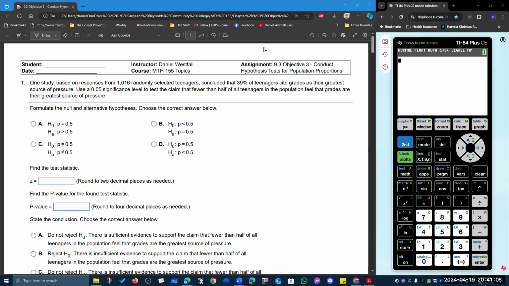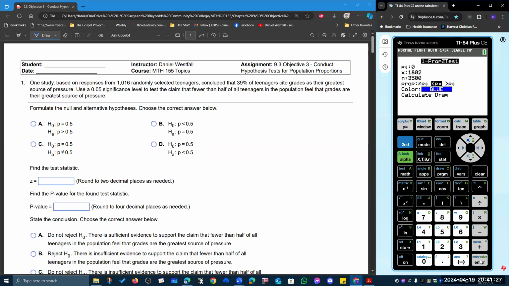In this video, we're going to talk about 9.3 Objective 3, where we conduct hypothesis tests for population proportions. Let me go ahead and get my tool for that open, stat tests, and we're going to find a one prop z-test. There it is, right there.